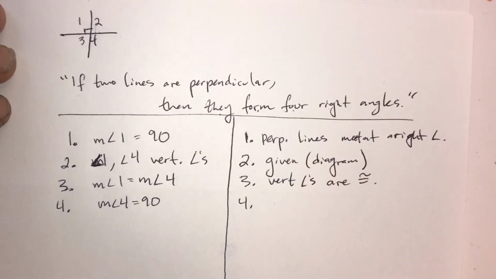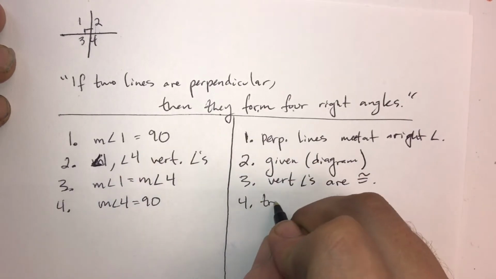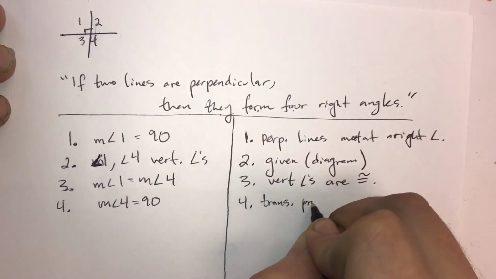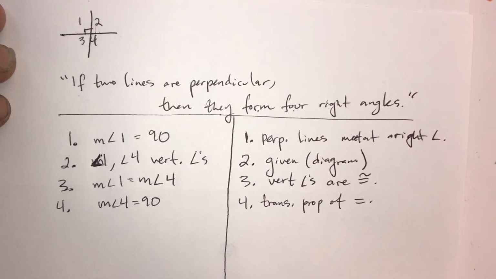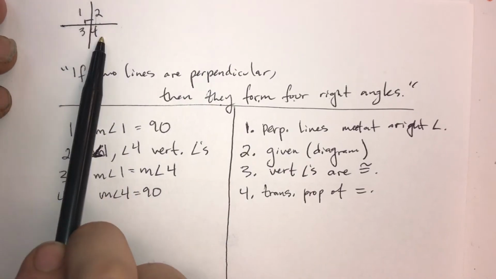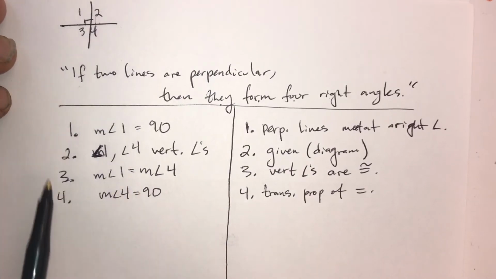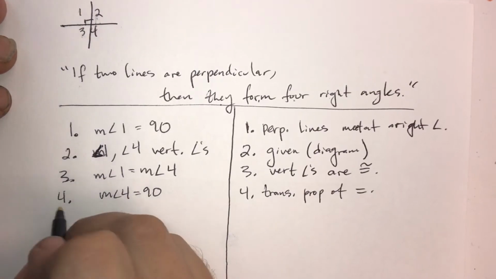How do we know that? By substitution property. Or we could even say transitive. I like transitive better. That's the transitive property of equality, folks. All right, so I've got angle 1, I've got angle 4. I still need to do 2 and 3. Notice that once I get 2, I can just use the same argument for 3.